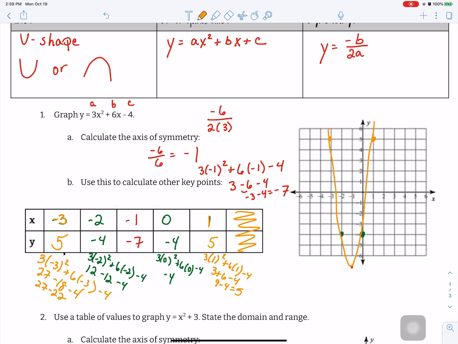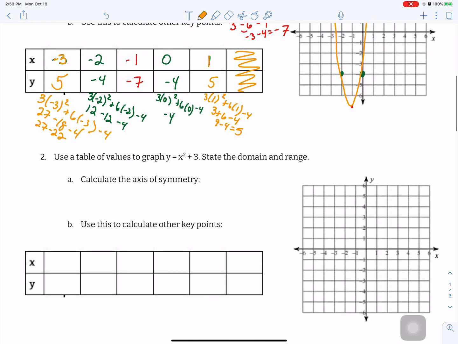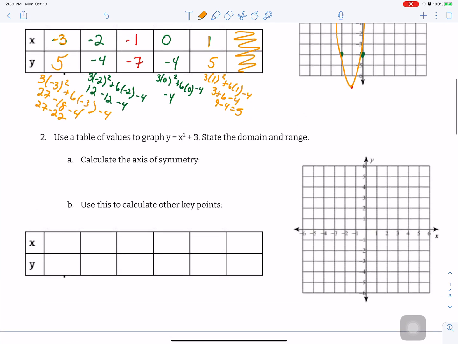So it looks something like this. It's a U-shape. It's just really, really tight. And we'll be talking about what parts of the graph make it look a little bit more different. So we're using a table of values, and we're going to be able to get all of our pieces in here. It also talks about our domain and our range, which is just kind of a good reminder.